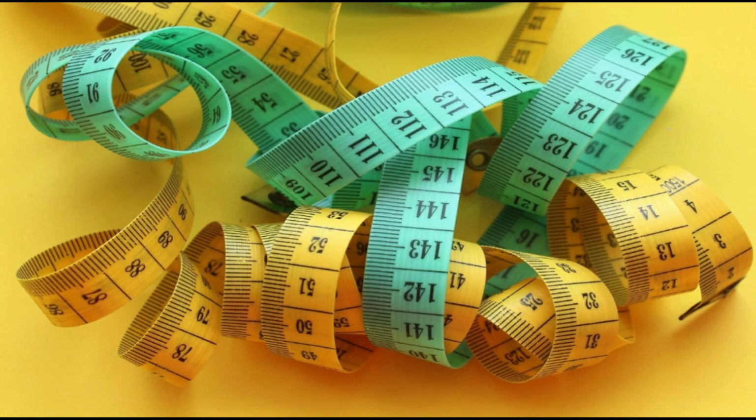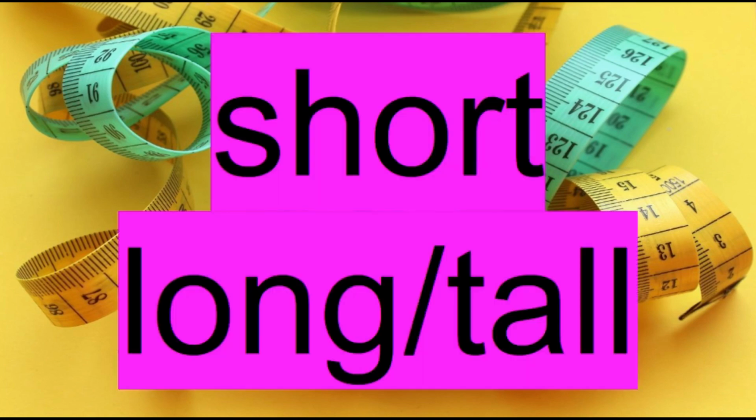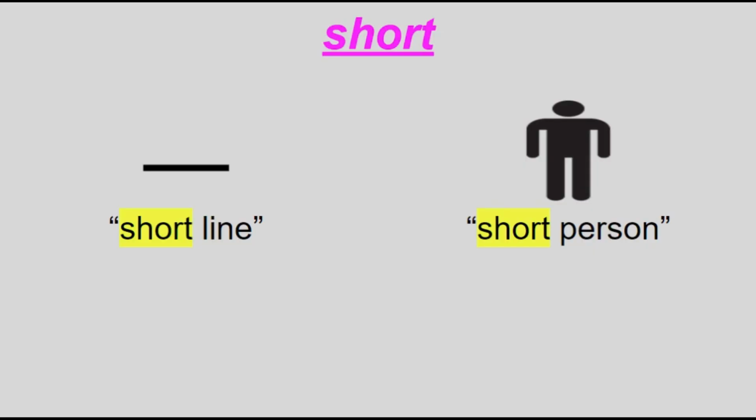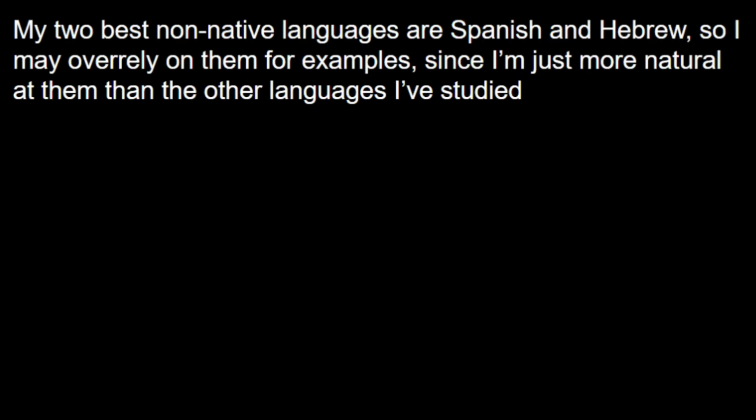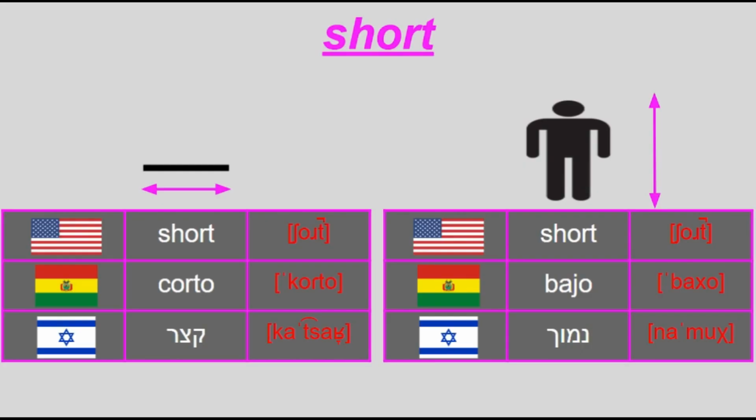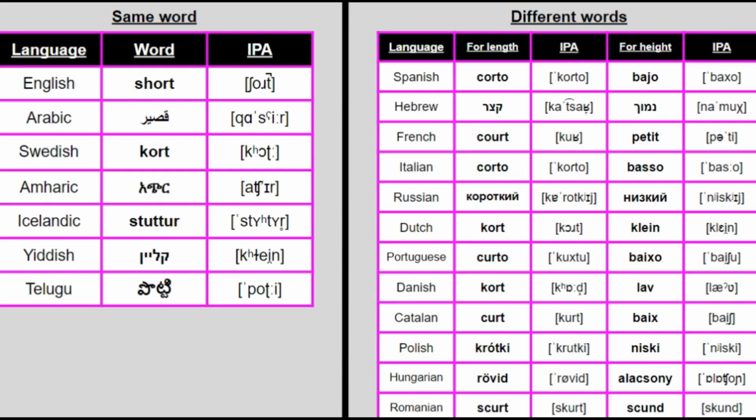So we're going to start with a set of adjectives that describe height, or length. That's right, we're talking about short and tall. First off, short. A lot of languages actually differentiate between the word they use to call things short and the word to call people short, which often coincides with the difference between length and height. For example, Spanish and Hebrew, which will both be somewhat overrepresented in this video, both differentiate, as Spanish has corto for length and bajo for height, while Hebrew has katzar for length and namuch for height. Here's a list of how the other languages I've studied to this point do this.